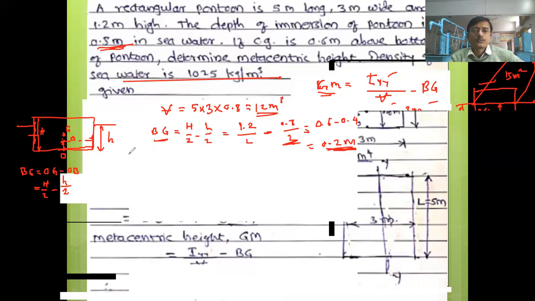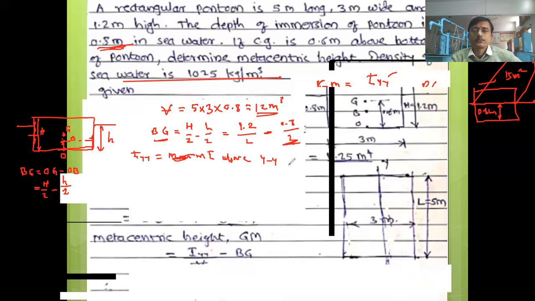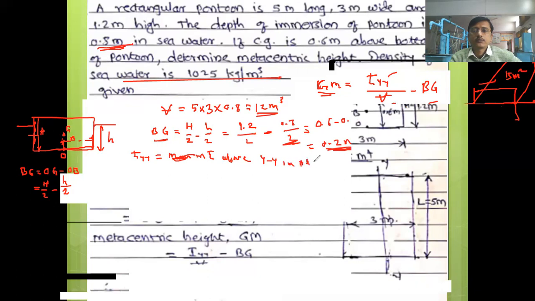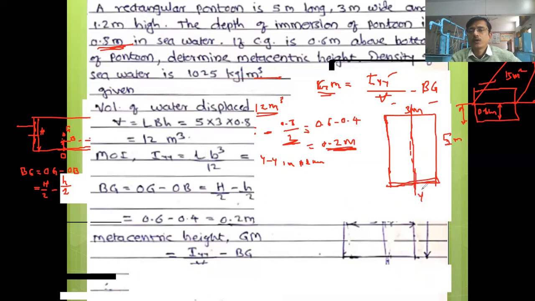Next thing is how to find IYY. What is this IYY? It is the moment of inertia, or MI, about the centroidal axis y dash y. Now in the plan, what is the y direction? It is the longer side y, right? And its moment of inertia of what? Moment of inertia of this area. That's the moment of inertia about this centroidal axis that we need to find out.